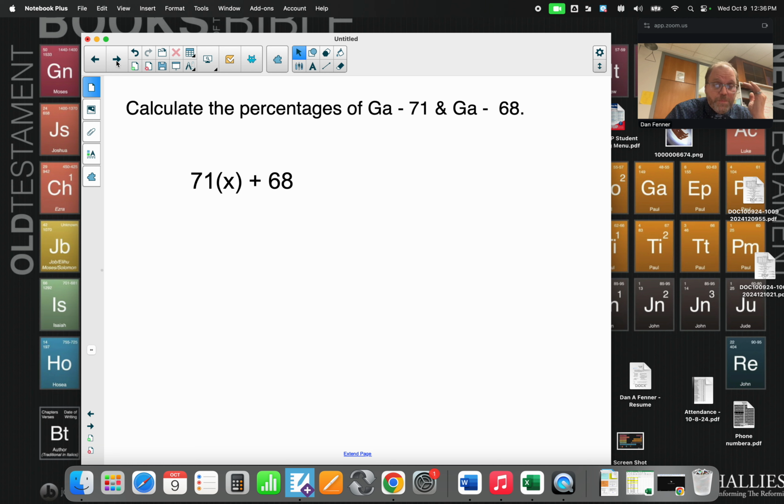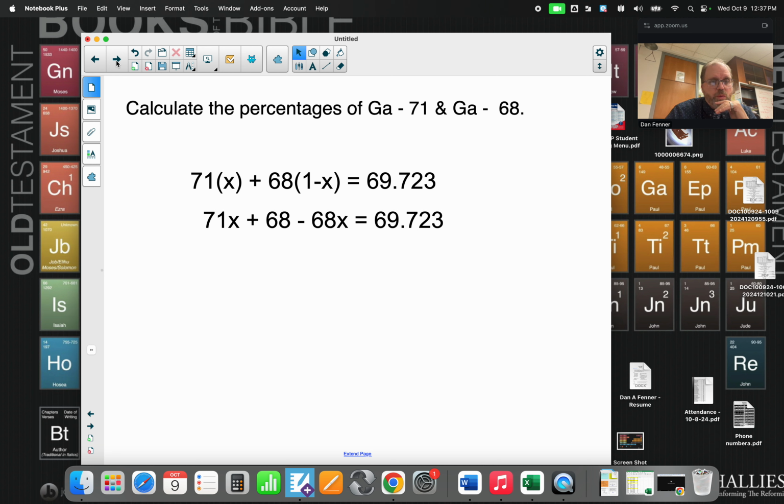So therefore we take all of it minus X, or 1 minus X. And that's going to equal 69.723. Again, I got that from a periodic chart. Multiply through. If I take 71 times X plus 68 times 1 minus X, I get 71X plus 68 minus 68X, because distributive property. 68 times 1 is 68. 68 times minus X is minus 68X.